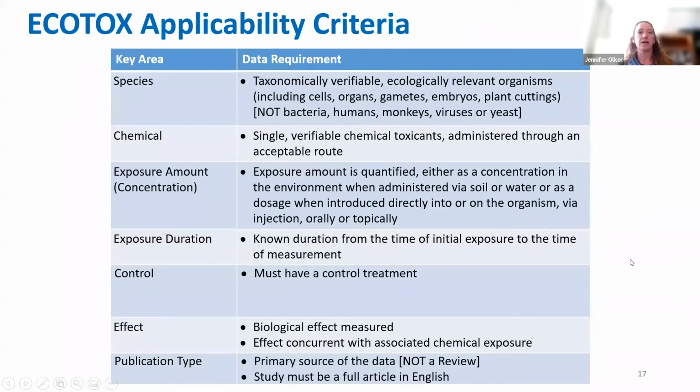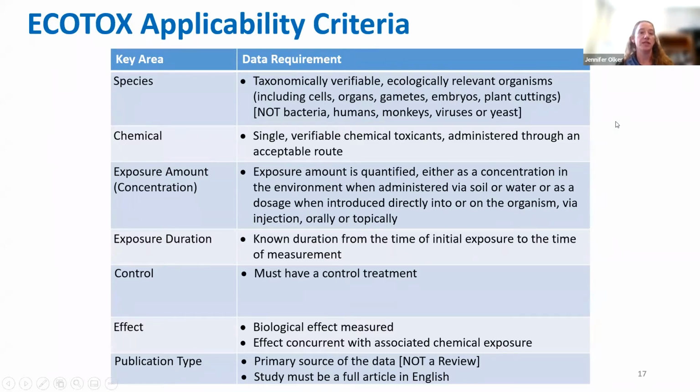So talking specifically about the applicability criteria that we use, this requires the species to be taxonomically verifiable. So we can verify the species and it's ecologically relevant. We don't curate data and look at data on bacteria or humans or monkeys. So this is really looking at wild organisms that can be found. And this really started off focused on North America, although has expanded quite a bit over the years.